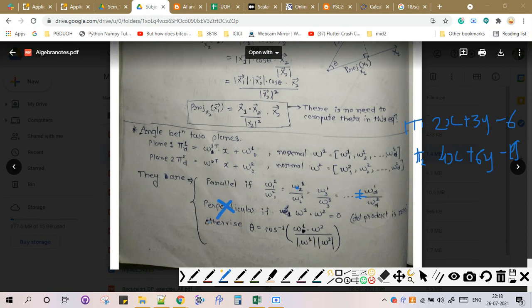If they are parallel, how can we check? Just take w1 divided by w1 dash, which is 0.5, then w2 divided by w2 dash, so 3 divided by 6, again 0.5. So all these terms would be similar. Wi of the first hyperplane and Wi of the second hyperplane: 2 divided by 4, 3 divided by 6, however many terms we have. And it should not be equal to the ratio of the last terms, W0 actually.